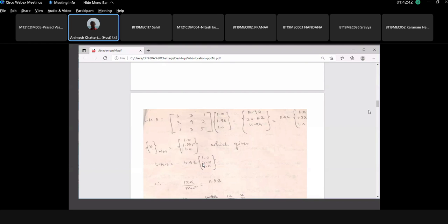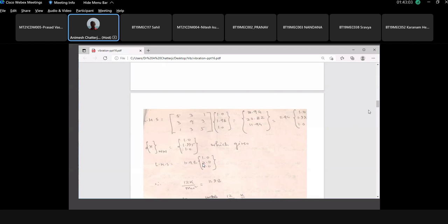This M inverse K iteration also converges, but it converges to the highest natural frequency. And as an engineer, highest natural frequency is not that important for us. So please remember, and everything proof will come after the exam.